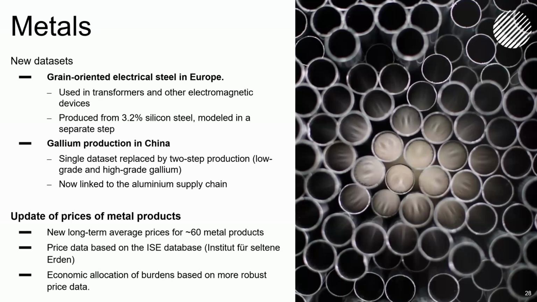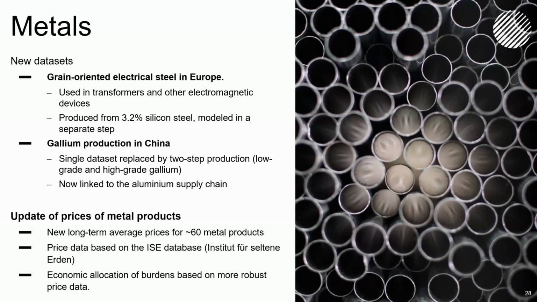Another metal that has been updated for version 3.11 is gallium, which is used mainly in the production of integrated circuits. Gallium production already existed in previous versions of the database, but it was modeled in a single step. What we have done with this update is split it into 2 steps. This was performed by EMPA, an institute located in Switzerland.